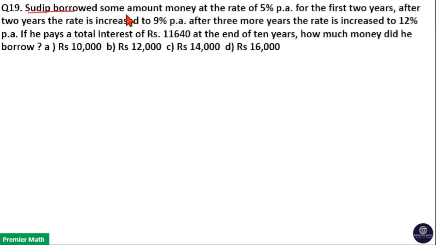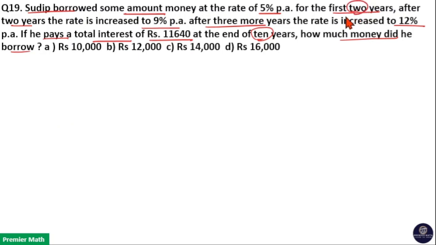Suti borrowed some amount of money at the rate of 5% per annum for the first 2 years. After 2 years, the rate is increased to 9% per annum. After 3 more years, rate is increased to 12% per annum. If he pays total interest of rupees 11,640 at the end of 10 years, how much money did he borrow? Here we have to find the principal.